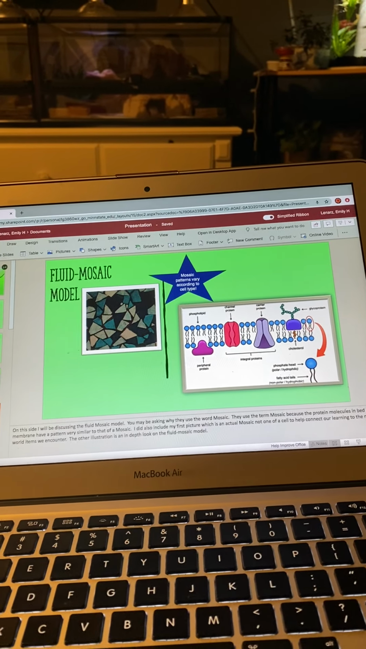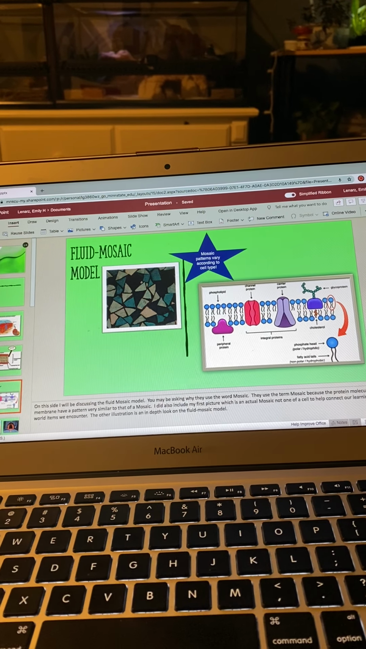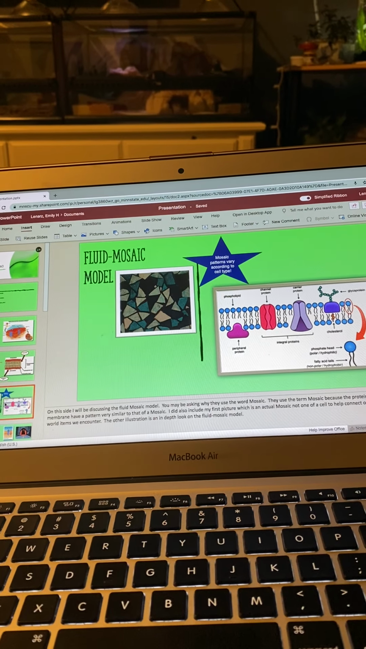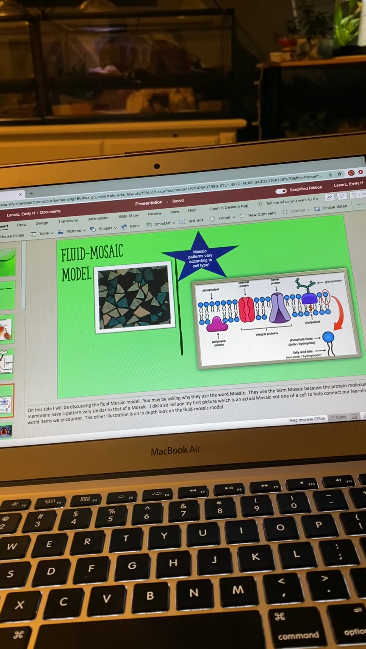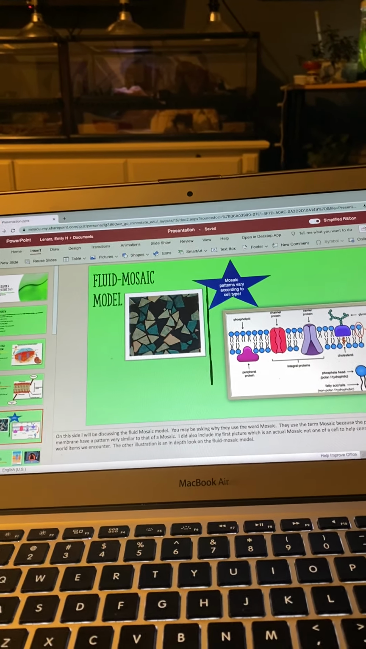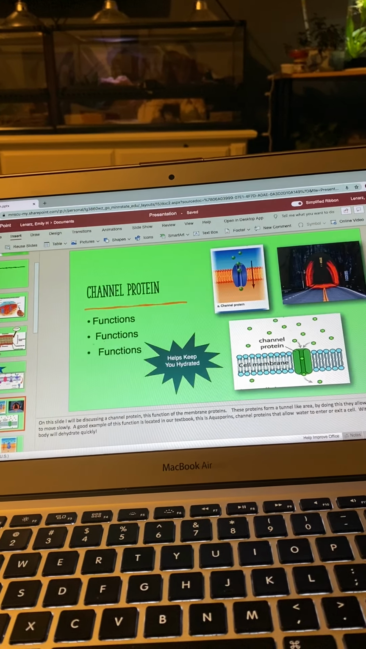Fluid mosaic model. On this slide, I will be discussing the fluid mosaic model. You may be asking why I use the word mosaic. They use the term mosaic because the protein molecules embedded in the membrane have a pattern very similar to that of a mosaic. I did also include my first picture, which is an actual mosaic, not one of a cell, to help connect our learning to the real world items we encounter. The illustration is an in-depth look at the fluid mosaic model.